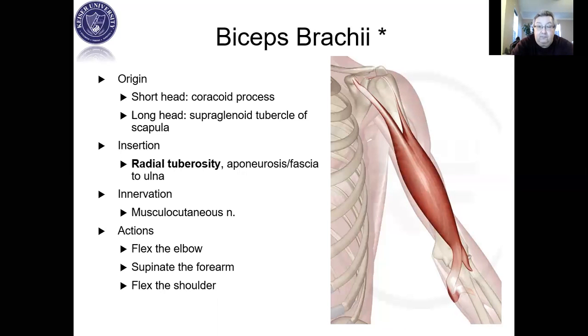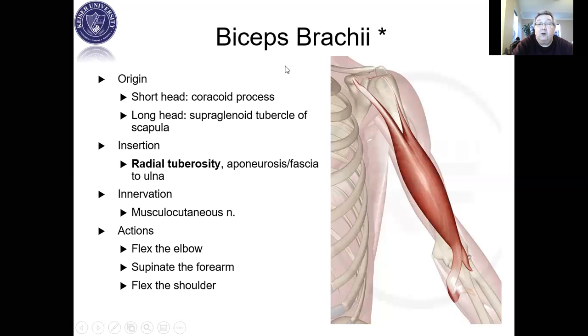Bi means two. So this is a two-headed muscle. It basically has two origins, and you need to know these two origins. The long head of the biceps has its origin at the supraglenoid tubercle of the scapula. Again, we have the glenoid fossa. We have the infraglenoid tubercle, where the long head of the triceps is. We have the supraglenoid tubercle, which is where the long head of the biceps brachii has its origin.